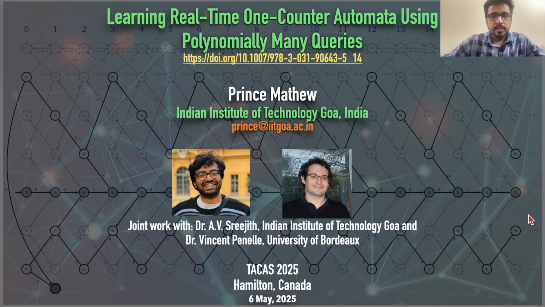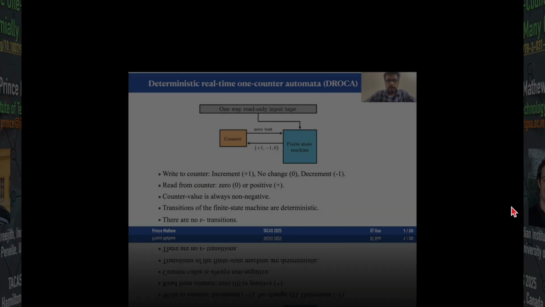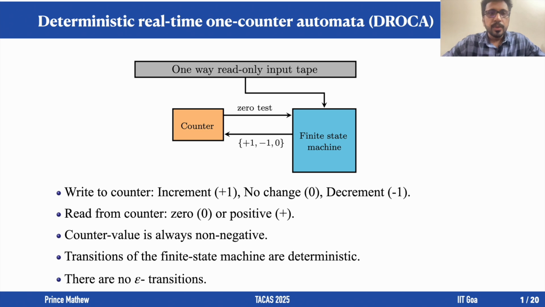First of all, let's see what a deterministic real-time one counter automaton, or DROCA, is. You can think of it as a finite state machine that has access to a counter. So the finite state machine reads from an input tape, and on a transition it can increment or decrement the counter. The finite state machine also can do a zero test on the counter. So this essentially means that the finite state machine has two sets of transition functions, one for counter value 0 and the other for positive counter value.